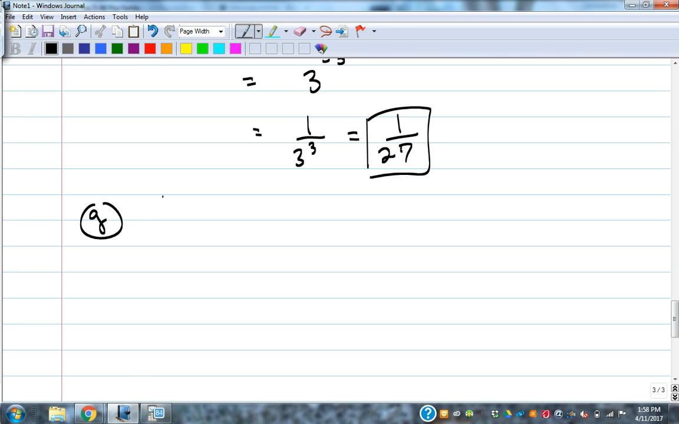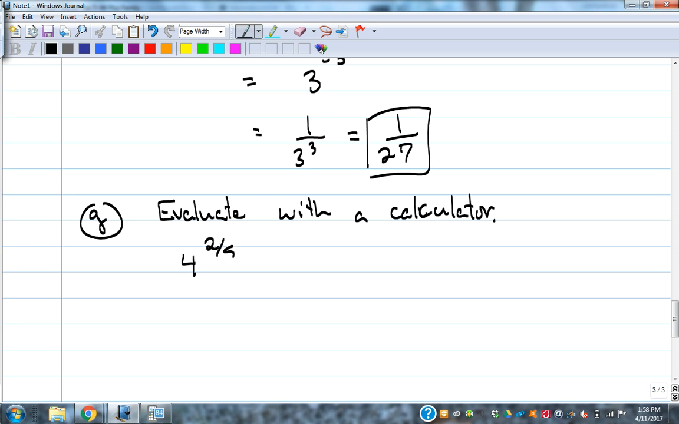Let's look at these, and I want to evaluate. These are the ones you don't miss on the quiz or on the test. It says evaluate with a calculator. Don't miss these. They're too easy. Don't miss them.